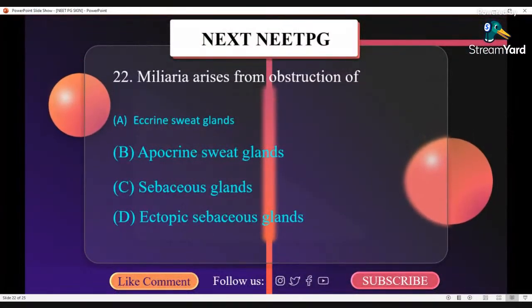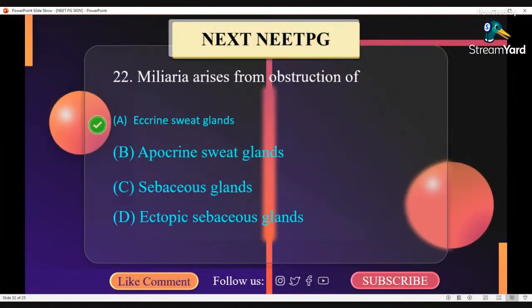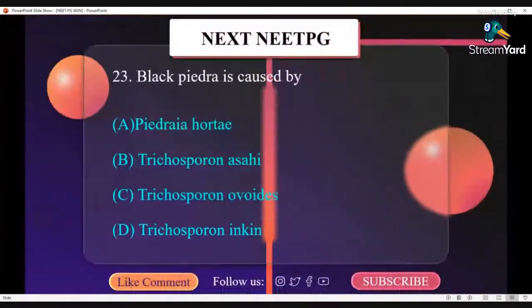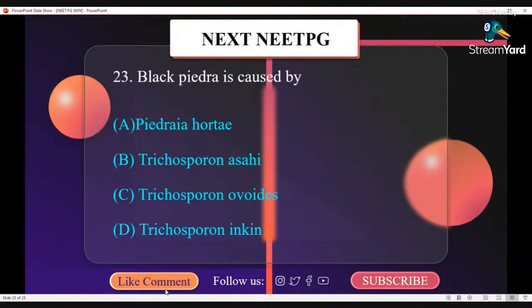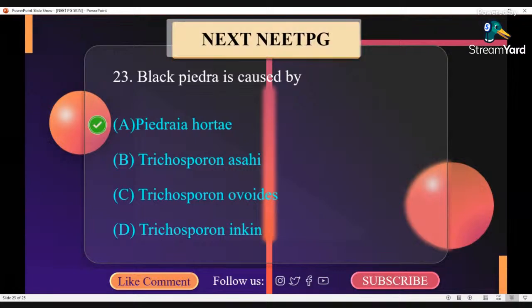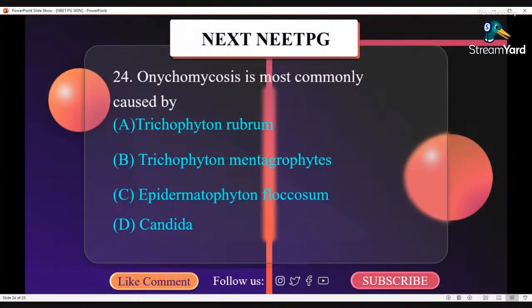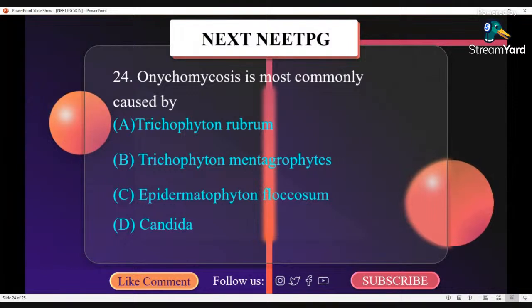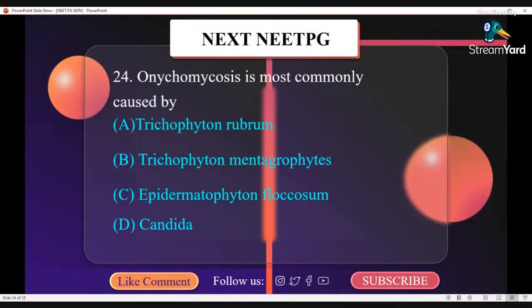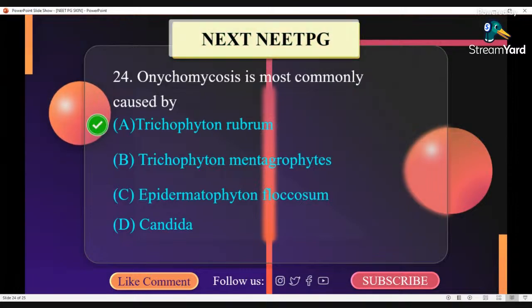Miliaria arises from obstruction of eccrine sweat glands, A. Black piedra is caused by Piedraia hortae. Onychomycosis is most commonly caused by A. Trichophyton rubrum, B. Trichophyton mentagrophytes, C. Epidermophyton floccosum, D. Candida. It is Trichophyton rubrum.